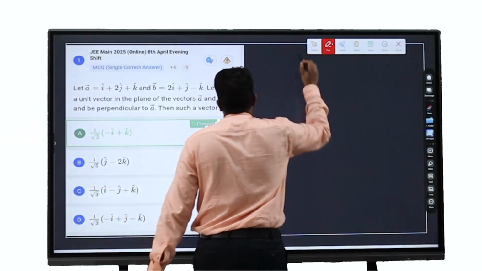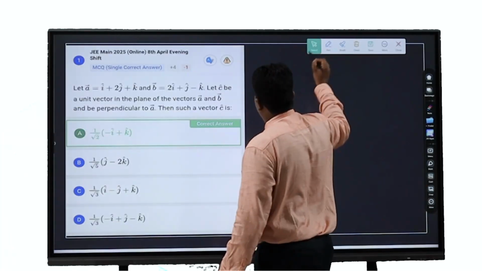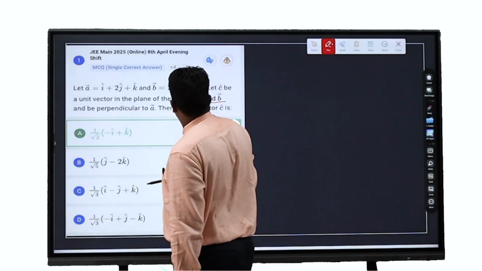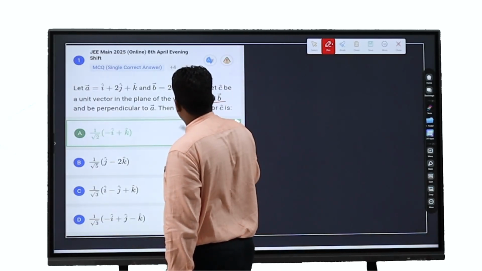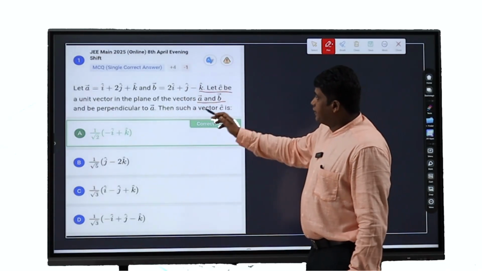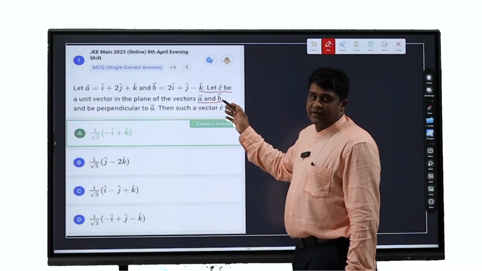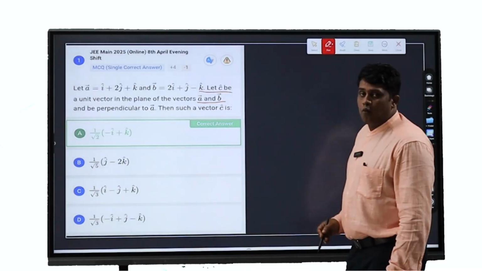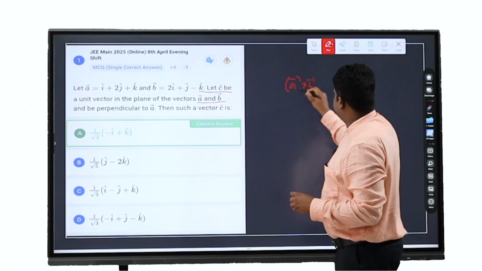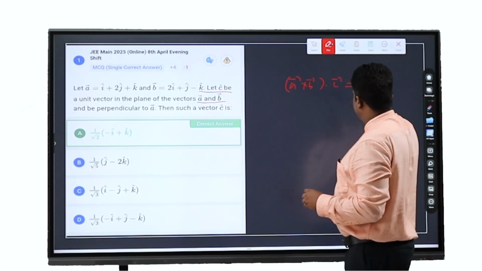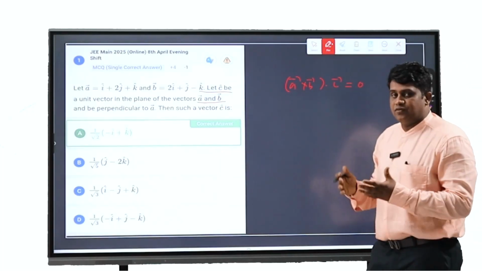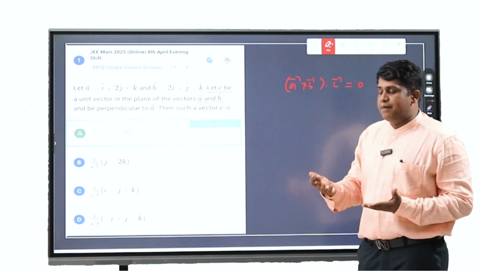Okay, here it is given that A, B and C are coplanar vectors. C is a unit vector in the plane of vector A and vector B, which means A, B, C are coplanar vectors. That is, A cross B dot C is equal to 0 if A, B, C are coplanar vectors. What are coplanar vectors? They lie in the same plane.